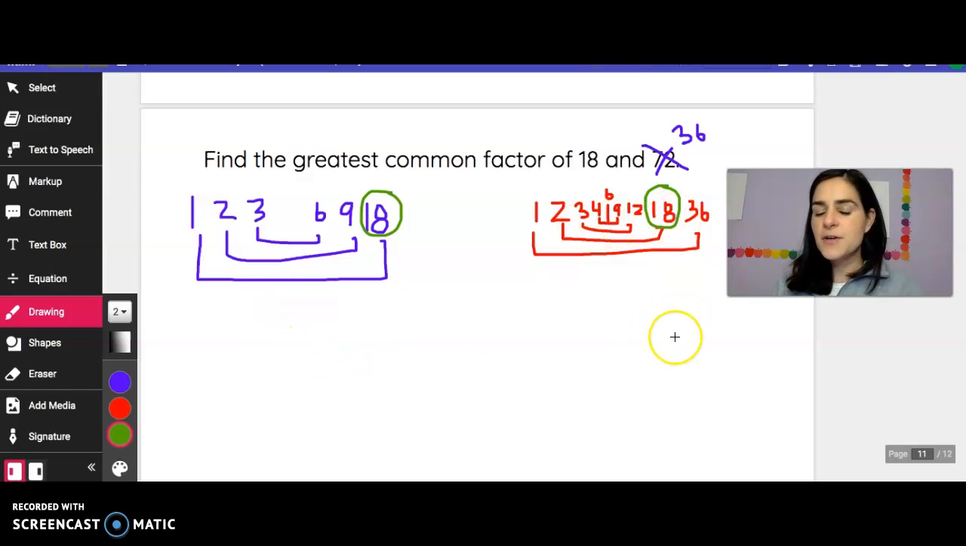You might have even figured it out without the menorah if you had realized that 18 is half of 36. And we know that 18 is a factor of 18. So if you had seen that this was half of that, that might have helped you. If you didn't get that, that's okay.